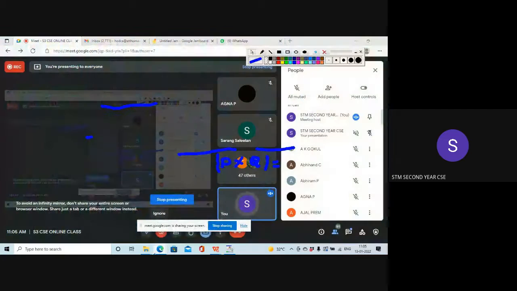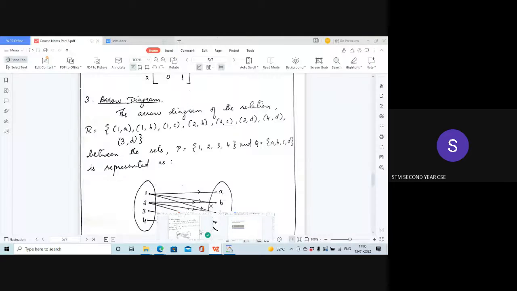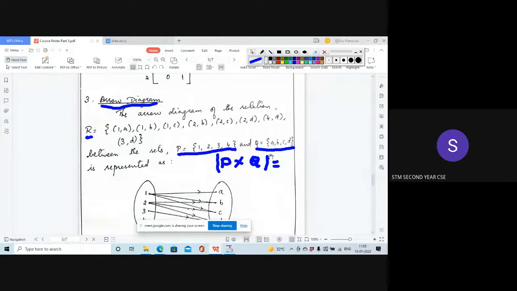But how many elements are shown in the relation? Even though there are 16 elements in the cross product, out of the 16, the relation contains only 1, 2, 3, 4, 5, 6, 7, 8 elements, 8 ordered pairs. Okay. So out of these 8 ordered pairs, I want to represent this relation as an arrow diagram.